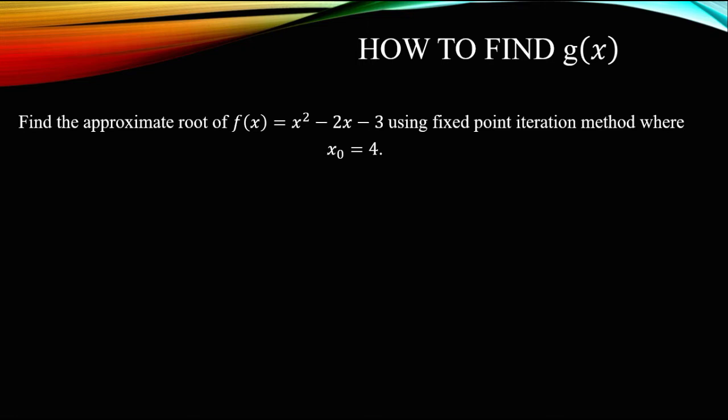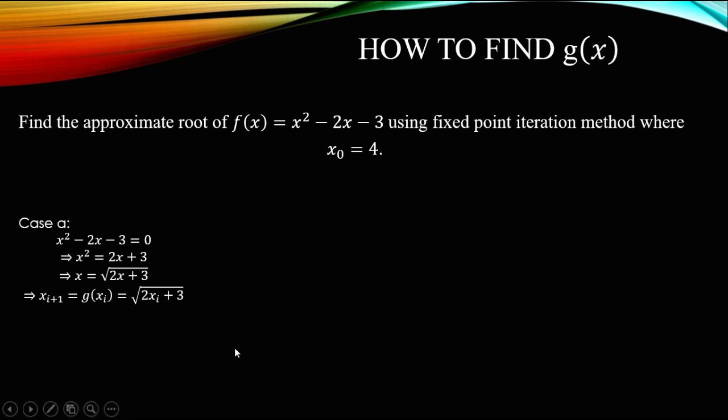So if someone tells you to solve this equation for x, which is x square minus 2x minus 3, you can directly solve it for x by shifting these two terms to the right side, and after taking the square root you will get x is equal to under the root 2x plus 3. If you solve this equation for x, then it may be your system generating function, and you can write it x i plus 1 is equal to g of x i is equal to under the root 2 x i plus 3.